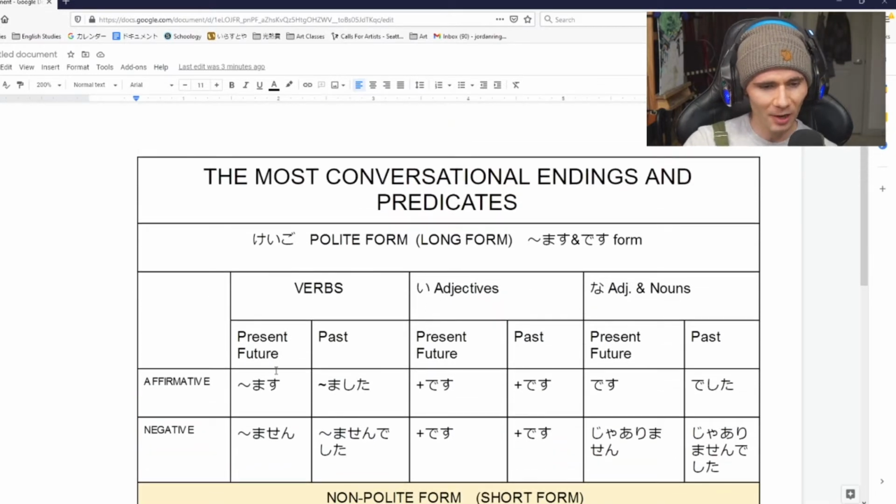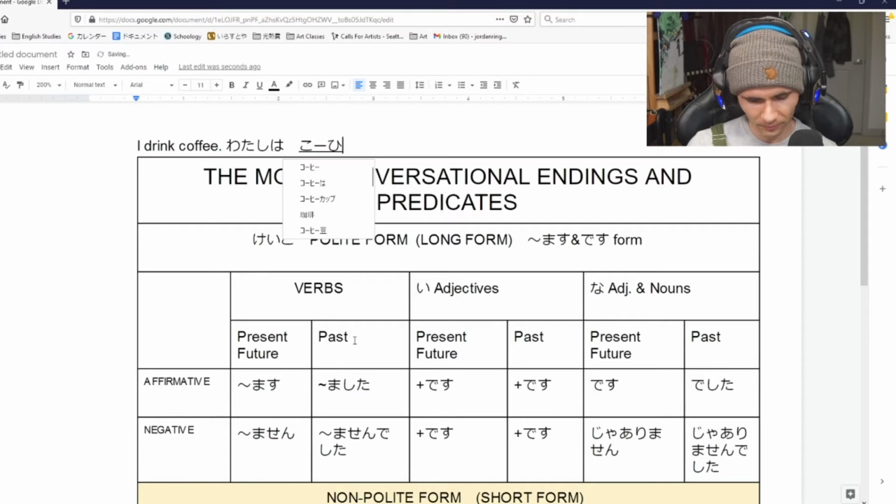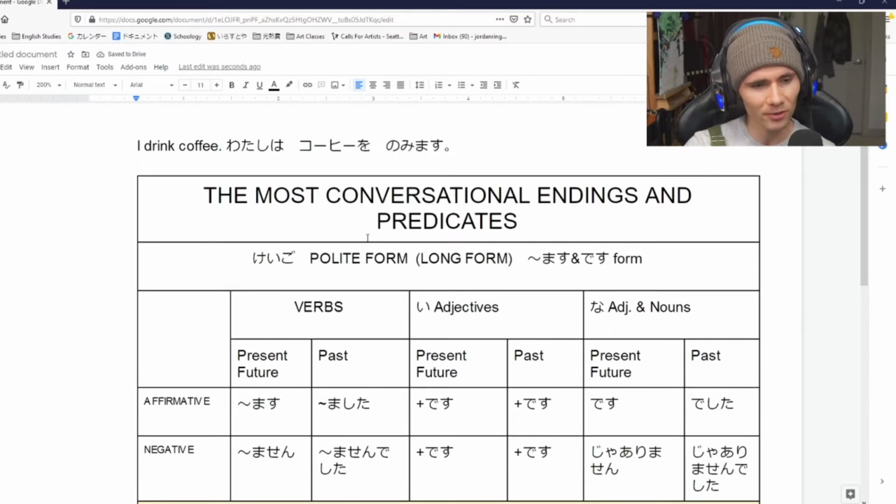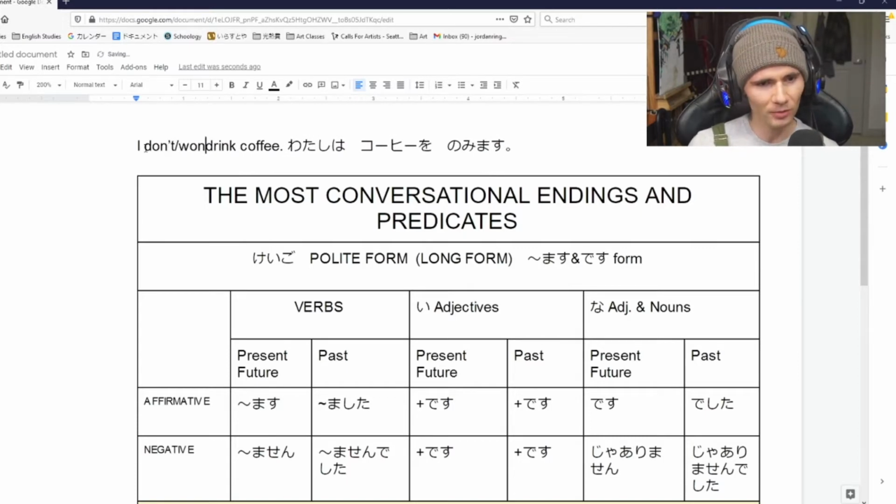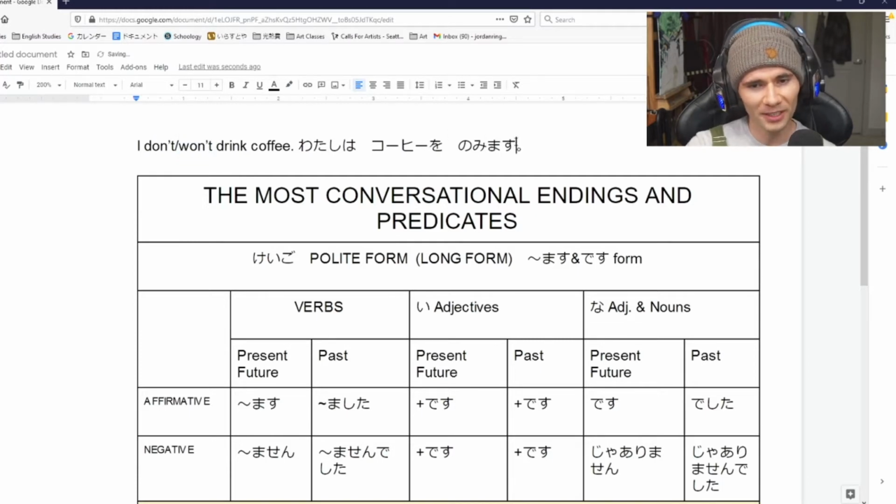So we'll start with present affirmative. This sentence will mean, I drink coffee. We'll keep it simple. 私はコーヒーを飲みます。Let's now go to the negative present slash future tense. So we'll now put here don't slash won't drink coffee. We basically then just take the masu here and then switch the su with the sen, and we get 私はコーヒーを飲みません.